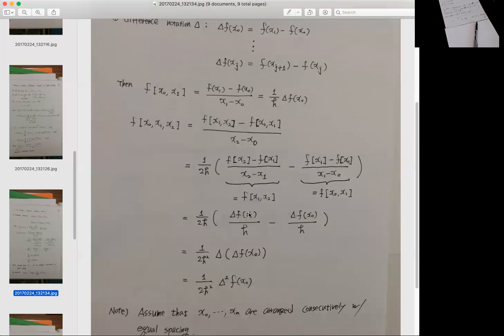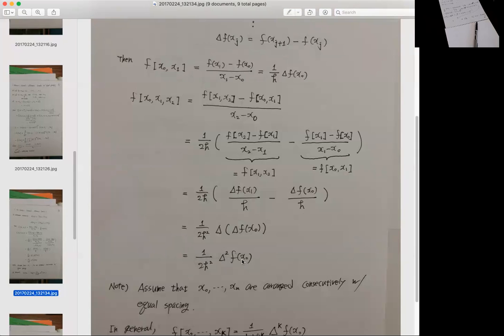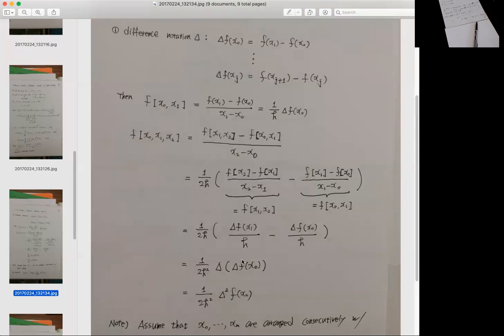And then these two fractions have a common factor, 1 over h. So factoring out, we get 1 over 2h squared. Then nabla f of x1 minus nabla f of x0 can be expressed in shortened form as nabla squared f of x0. Does it make sense? Now you see the pattern: for the first divided difference, we got 1 over h times nabla f of x0.